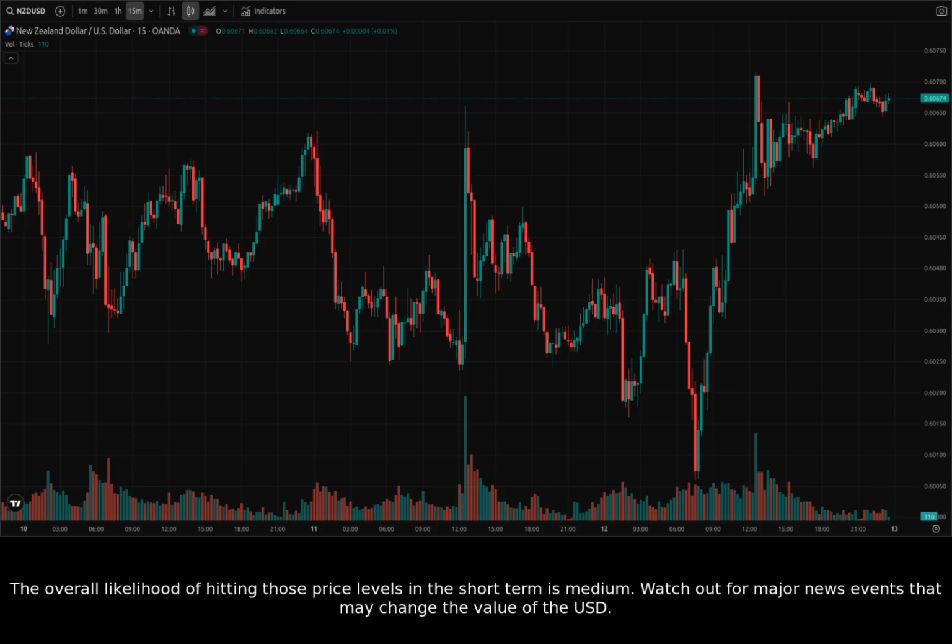The overall likelihood of hitting those price levels in the short term is medium. Watch out for major news events that may change the value of the USD.